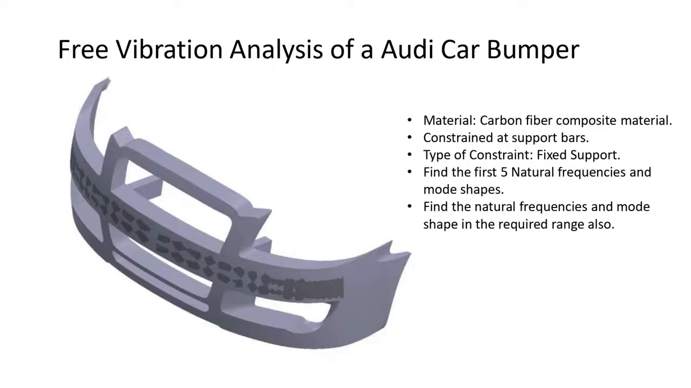inside Ansys Workbench. So in this problem, we are going to try to find out the first 5 natural frequencies and mode shapes of this Audi car bumper instead of the default 6 natural frequencies. Once we find out the first 5 natural frequencies and mode shapes, then we can try to find out the frequencies of this Audi car bumper in a particular frequency range. Let us say somewhere around 100 Hz to 1000 Hz.